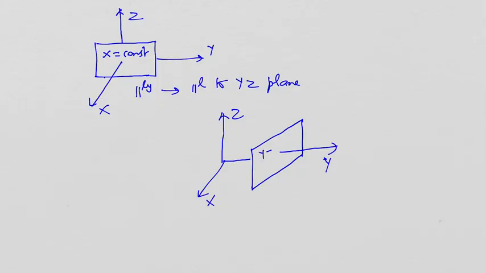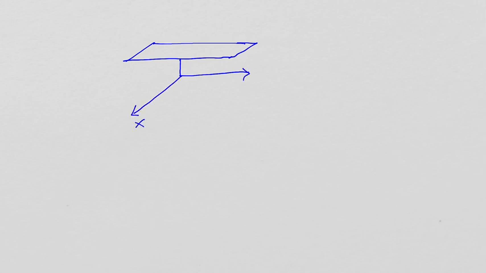The y equals constant plane is parallel to which plane? The XZ plane. If it is so, can you draw a plane which is parallel to, for example, the XY plane? I can think about the right-handed coordinate system, X, Y, and of course the Z axis over here. This is called the z equals constant plane, parallel to the XY plane.